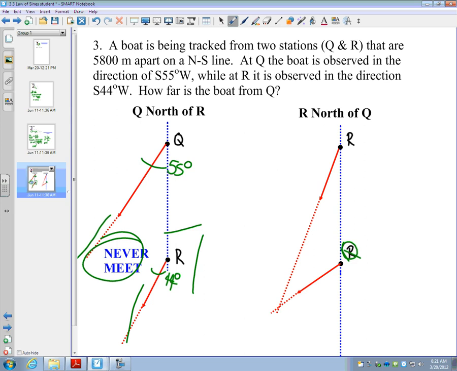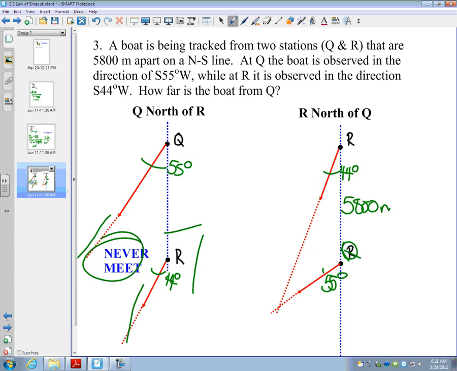However, if we have R north of Q, these two do meet. So we said that this was 44 degrees. And we said that this is 55 degrees. Sorry, my smartboard will not calibrate. So what we have to look at now is how those angles and these sides work out. This we said was 5,800 meters.